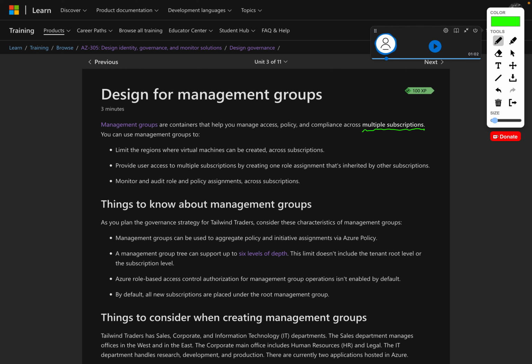And then the benefits it can provide are limit the regions where virtual machines can be created across subscriptions, provide user access to multiple subscriptions by creating one role assignment that's inherited by other subscriptions, monitor and audit role and policy assignments across subscriptions. So important is that everything we do at the management group level is across subscriptions. It is across subscriptions.